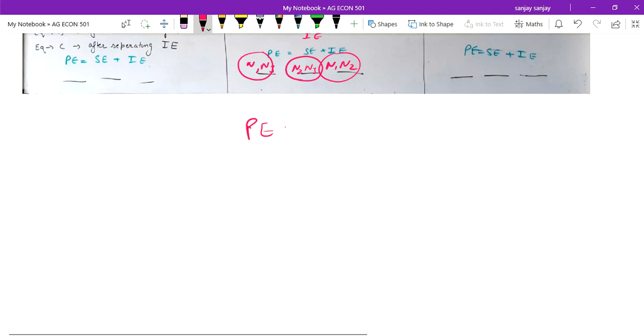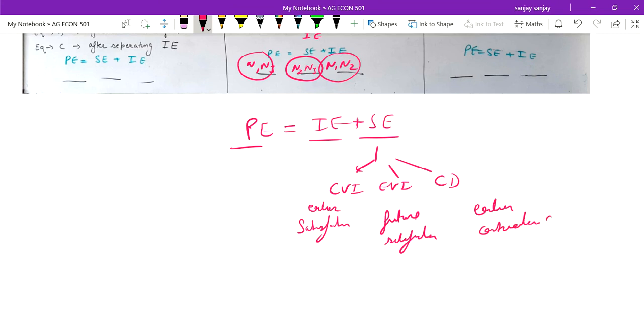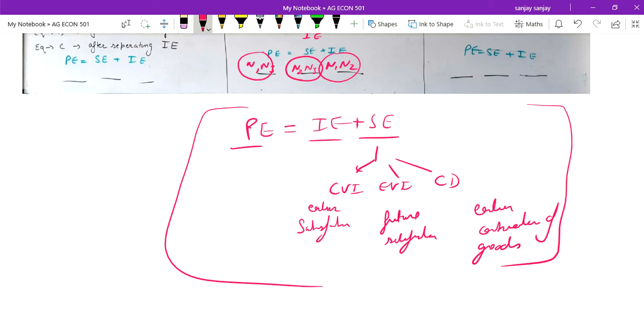Okay, so this is all about what was price effect. Price effect is necessarily income effect plus substitution effect, and it is nothing else. Okay, substitution effect was studied by three methods: CVI, EVI, and cost difference. We are going to take him to the earlier level of satisfaction here, future satisfaction here, and earlier combination of goods that he was buying. Okay, so these are the three methods, and this is all about price effect, income effect, and substitution effect.